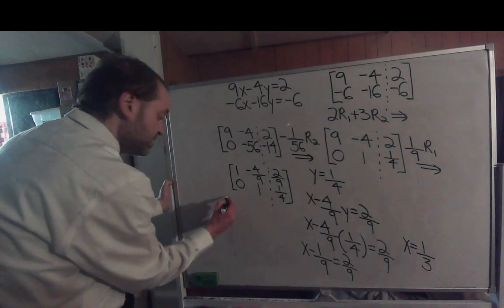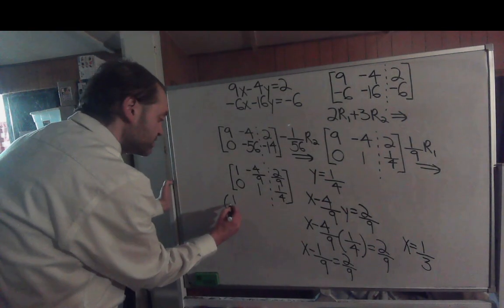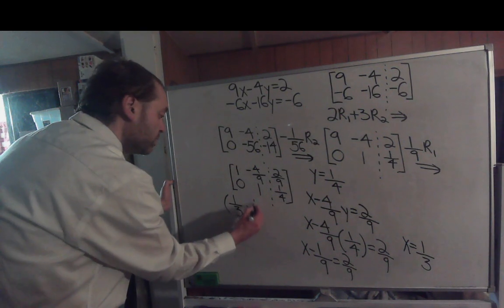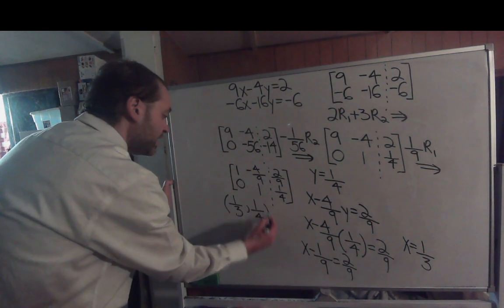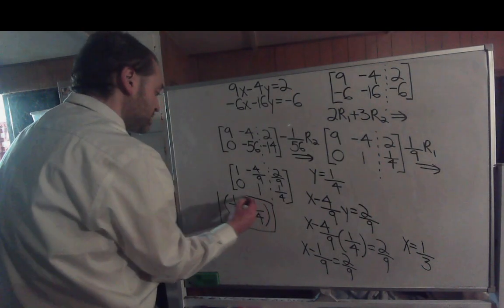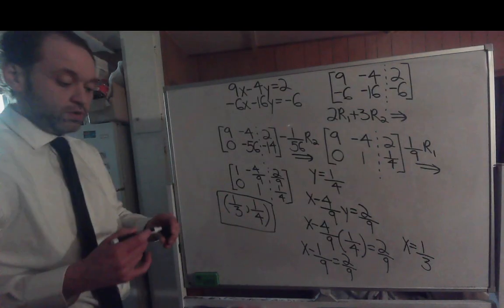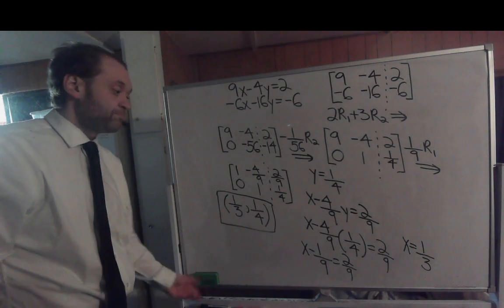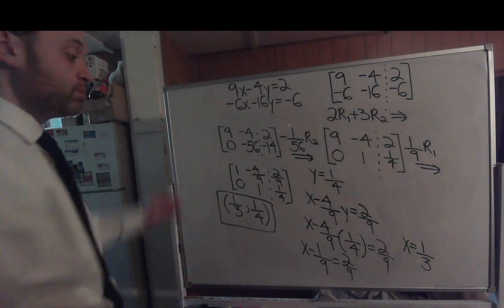So the solution, your ordered pair, is 1/3, 1/4. That is the ordered pair that is your solution. And sometimes you'll have that. I've got just one more problem, then we're done.